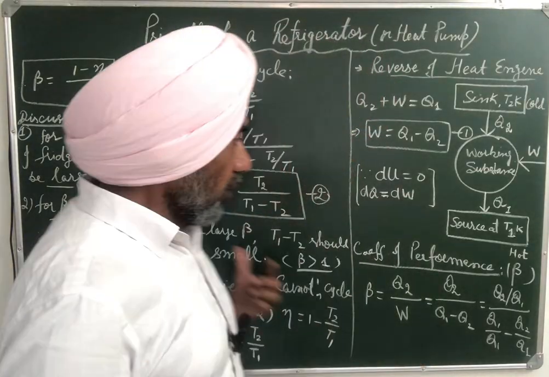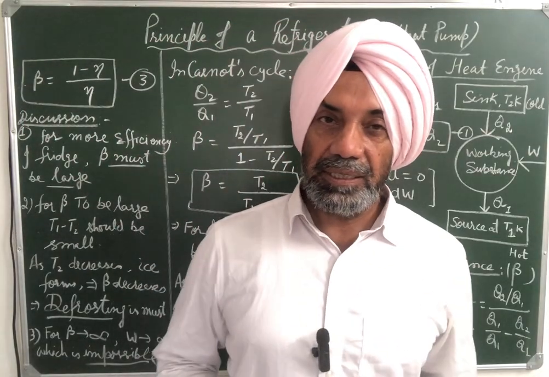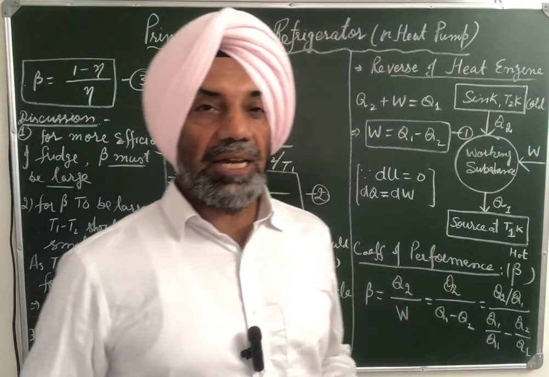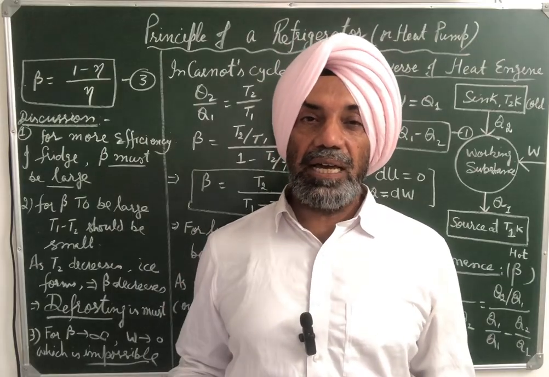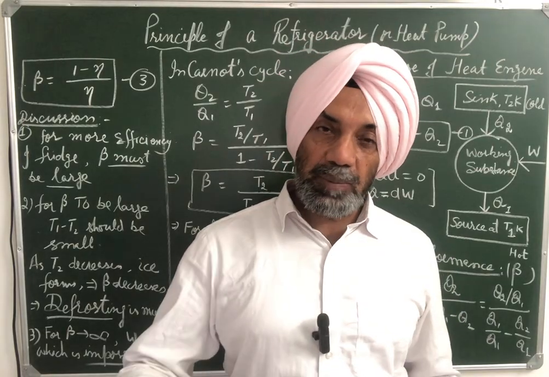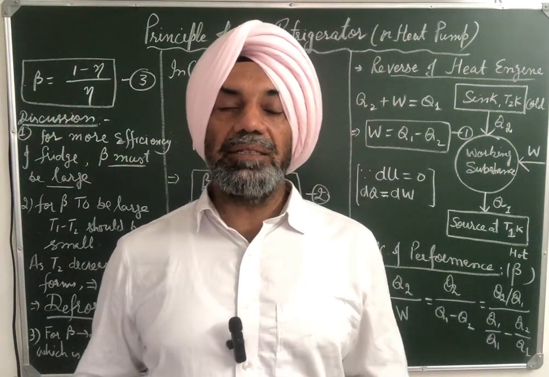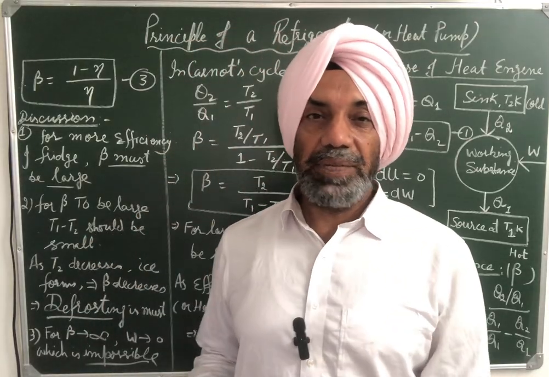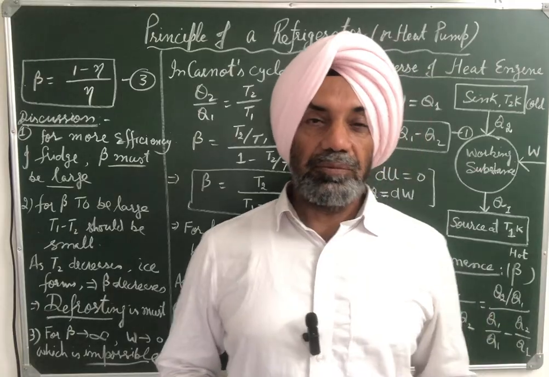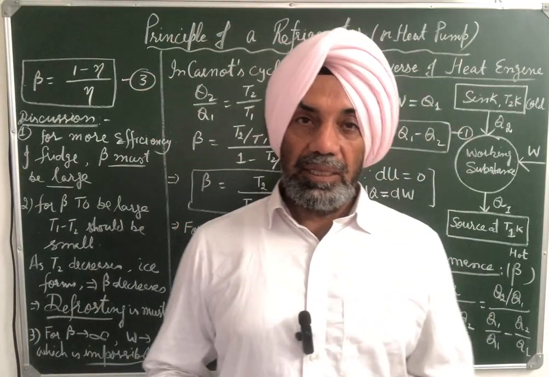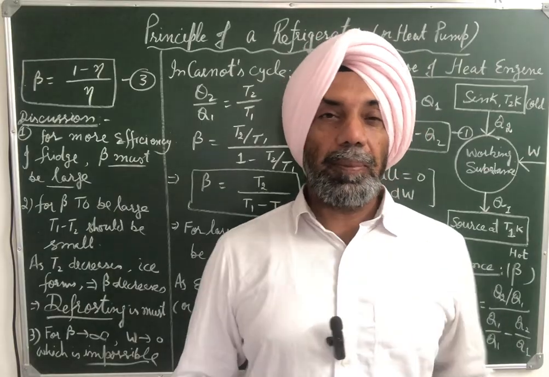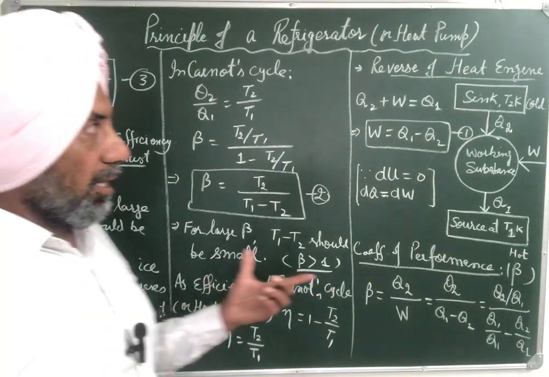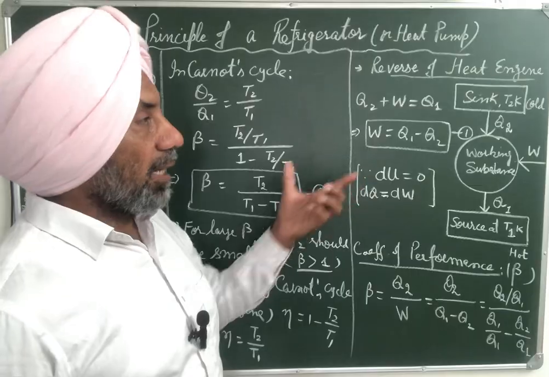That is one question. Number two, defrosting is a must. Number three, for more efficiency, the difference in temperature inside the fridge and outside the fridge should be small. That is, for objects placed inside the fridge, maybe milk, water, never put hot milk inside the fridge. It will decrease beta. So we have to make the milk cool, just equal to room temperature, then put it inside the fridge, then it will get cold. So these are the main questions related to principle of refrigerator.